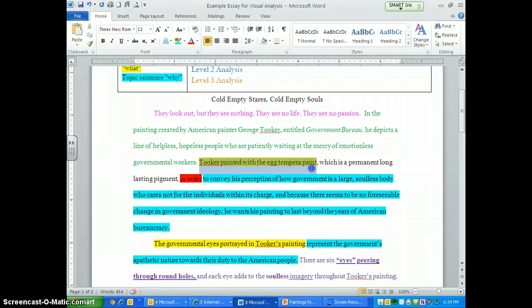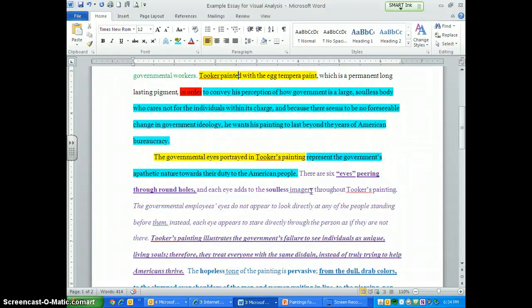So my what is the painting, and I've said specifically what he painted with, but that's not necessarily what I'm writing about. But the why is all of this, and then I concluded that he wants his painting to last, so that we connect back to why I talked about the paint. I don't know if that should be yellow, but the idea is that the government is soulless and there's really no foreseeable hope. So that's why I'm going to talk about the tone of hopelessness.